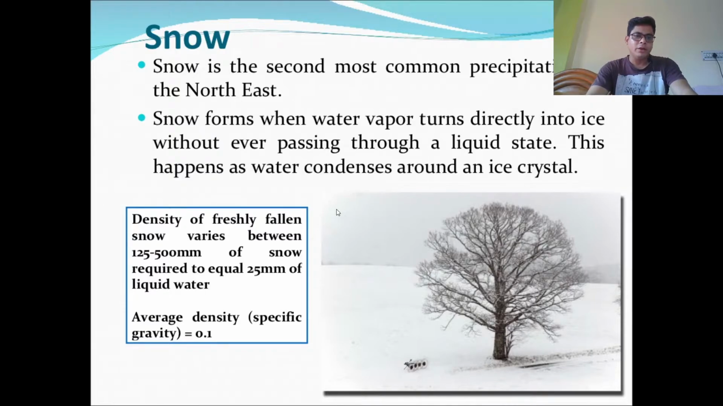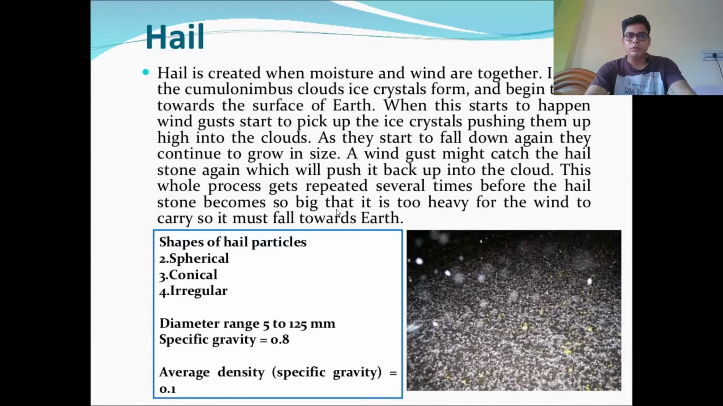For the density of freshly fallen snow, about 500 mm of snow is required to equal 5 mm of liquid water. So this thing we have to memorize.